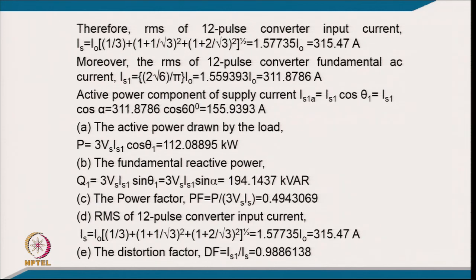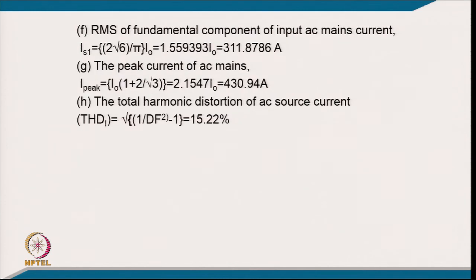0.4943, and the RMS of the 12 pulse converter, keeping the value which we calculated earlier, comes to 315.47, and distortion factor comes IS1 upon IS, 0.98861, and RMS of fundamental from this will be 311.8786, and peak will be I0 (1 plus 2 by root 3), so it is 2.1547 into I0, 430.94, and total harmonic distortion comes to 15.22%. So, 12 pulse is just half of that; again, less than 11th harmonics will not be there. The lowest harmonics will be 11, 13, then 23, 25, that is the band plus or minus 1.